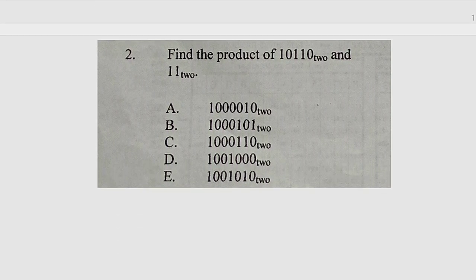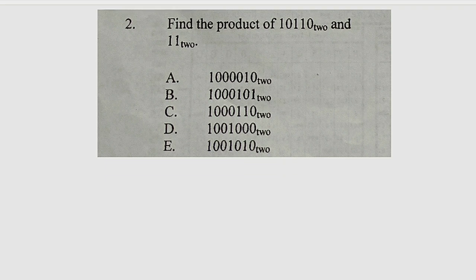We are asked to find the product of 10110 in base 2 and 11 in base 2. So if your calculator can convert between bases, kindly do that before you multiply the numbers. Convert the calculator into base 2, multiply these two numbers and pick the right option. But for me, I'm going to convert the two numbers into base 10, multiply the result, I recompact the result into base 2.